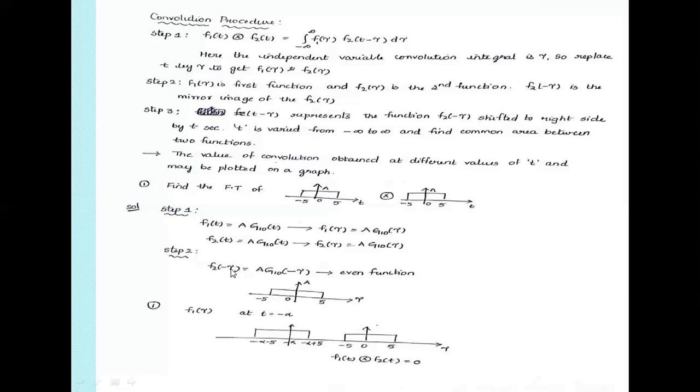And f2 of minus tau. f2 of minus tau means tau takes negative values, an even function. f2 is given from minus 5 to 5, and the magnitude is A. And f1 of tau at t is equal to minus tau means replacing that here, from minus infinity to minus 5, minus infinity to plus 5, and minus 5 and 0. So we have applied that f1 of tau is convolved with f2 of tau, or f1 of t convolved with f2 of t.